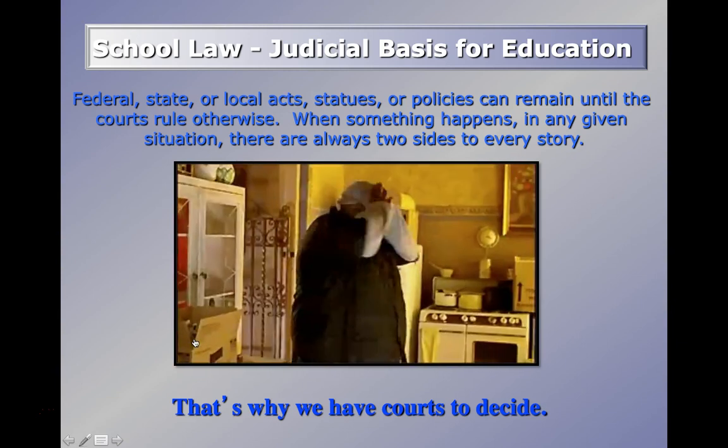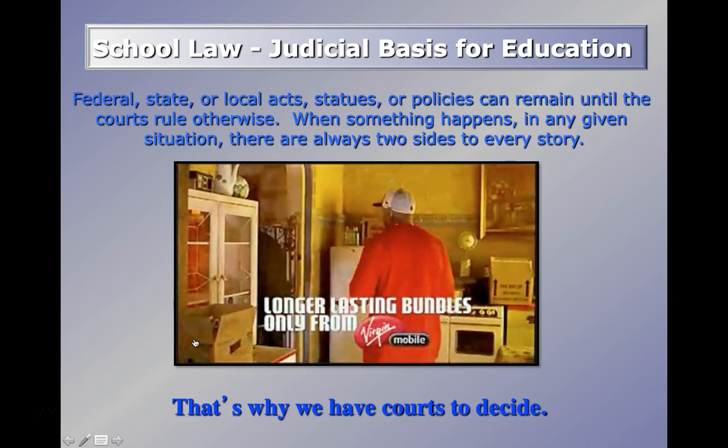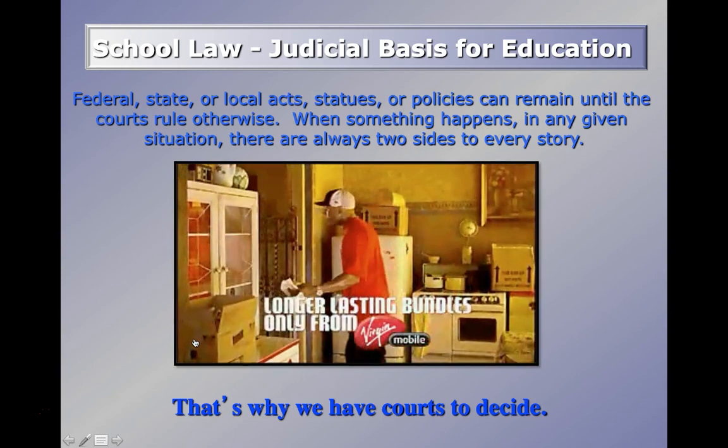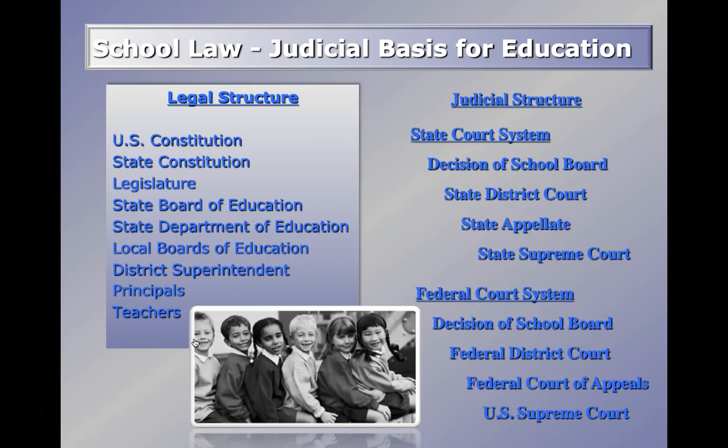Well, sometimes things aren't what they seem to be, and so that's when the courts step in to decide what really did happen. When you look at the legal structure of the court system, you have two different systems, a state court system and the federal court system. If there's something wrong in the school district, it starts with the decision of the board. If that's not acceptable, it goes to the state district court, and if that's appealed, it goes to the state appellate court, and then to the state Supreme Court.